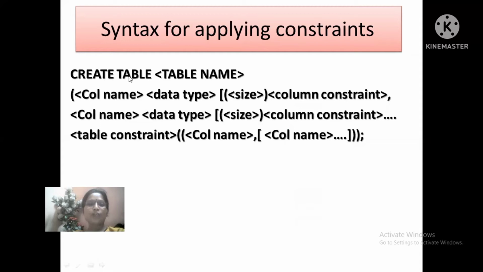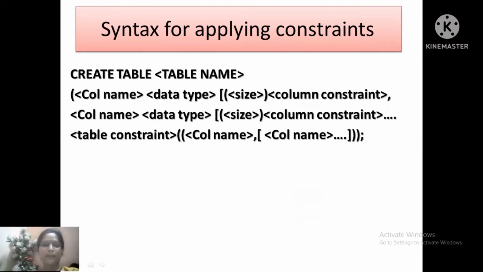You know how to create the table: create table, table name, column name, data type, size, and after the size we put the constraint name. If you want a primary key, write primary key. If you want not null, put not null. If you want a default, write default. Because I am applying the constraint on an individual column, it is called the column constraint method. But if you want to apply the constraint together on one or more columns, then it is a table constraint.